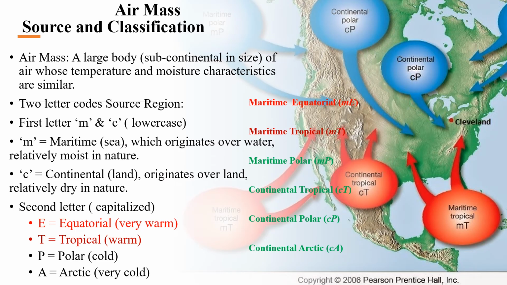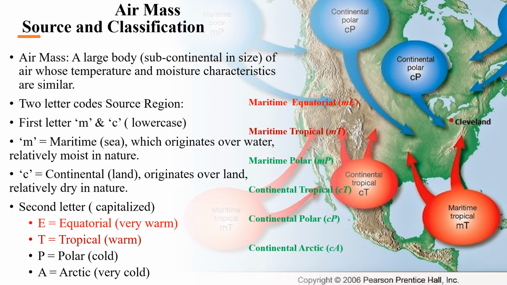Air mass source and classification: you have actually two or three questions on air masses. So how is an air mass determined? We know that an air mass has a two-letter code. The first letter is lowercase, either m or c. The second letter is a capital letter, either E, T, P, or A.